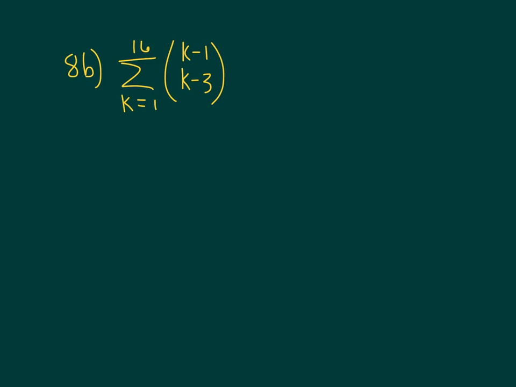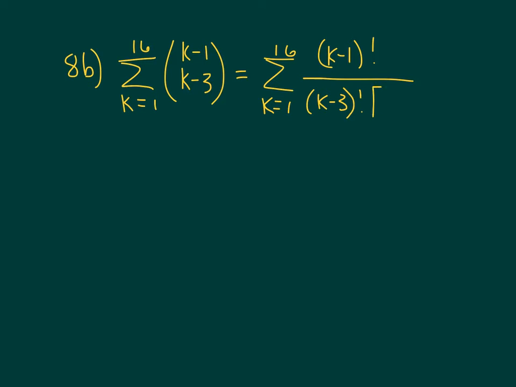Question 8b also looks a little bit scary, so we need to use our formula for combinatorics. So I'm just going to rewrite this using the definition. I know if I have k minus 1 over k minus 3, this is going to give me k minus 1 factorial. In the denominator, I'm going to have k minus 3 factorial, and then I'm going to have (k minus 1 minus (k minus 3)) factorial.